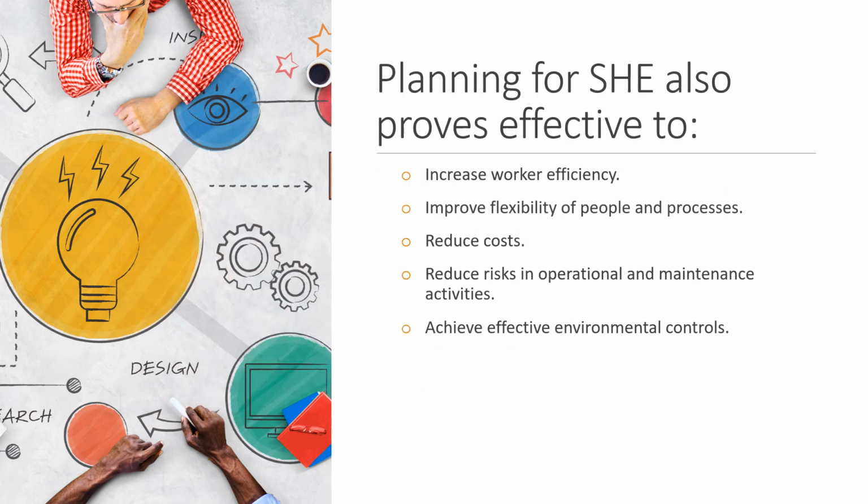There are always benefits to planning for occupational health and safety. Some of these benefits: it increases worker efficiency. It improves flexibility of people and processes. It reduces costs. It reduces risk in operational and maintenance activities. And it can help achieve effective environmental controls.